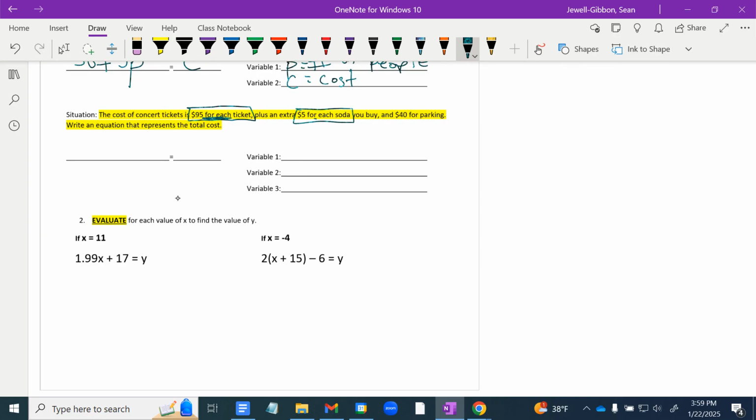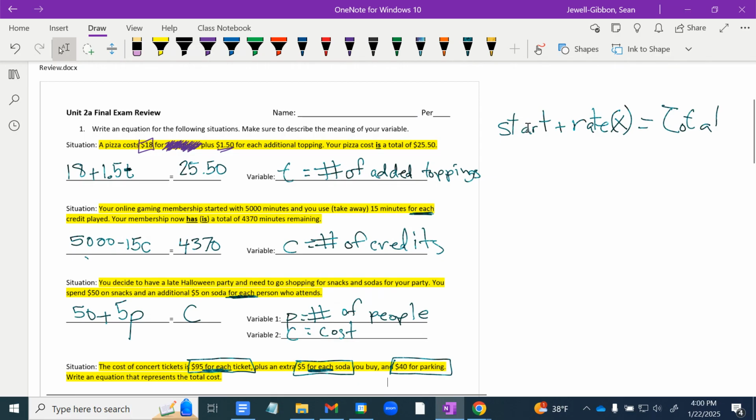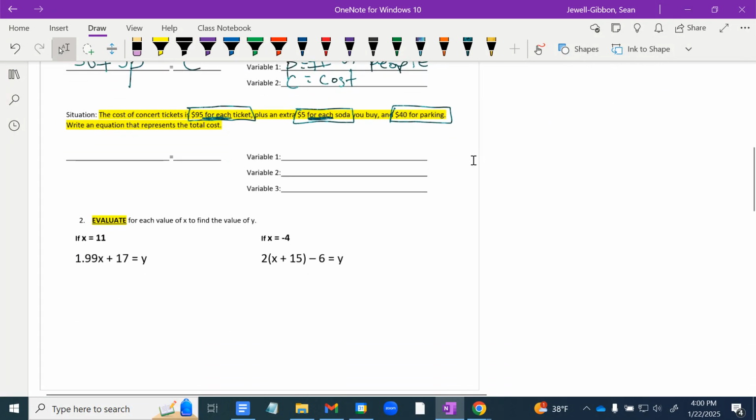Okay, so once again, I see that "for each," so that $5 is going to be giving me some sort of rate, and $40 for parking. Okay, so I notice that in this quantity, I do not see a "for each" or a "for every." I just see $40 for parking, just a flat fee for parking. All right, so we're still going to follow our same formula here. We have our starting amount plus our rates equaling our total. This time we just have two rates instead of just one.